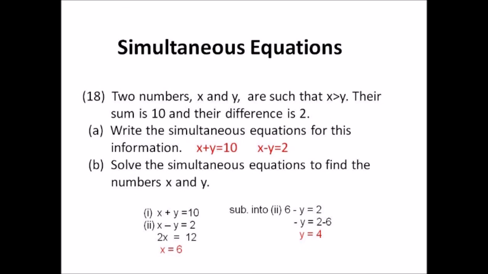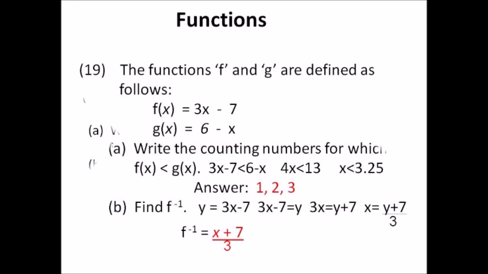Number 19, functions. You worked out a: write the counting numbers. Since x is less than 3.5 and they want the counting numbers, it must start from 1 and go on up. So it's 1, 2, 3 would be the answers for that. And then the inverse is x plus 7 over 3. Remember, when you work it, you put y equal to 3x minus 7, and then at the end you substitute x back into it.